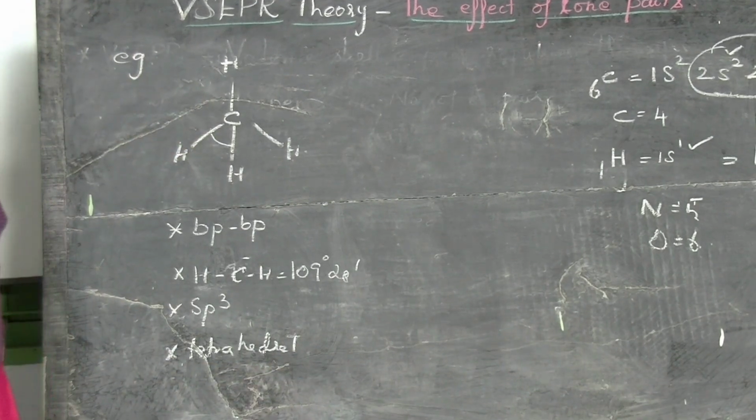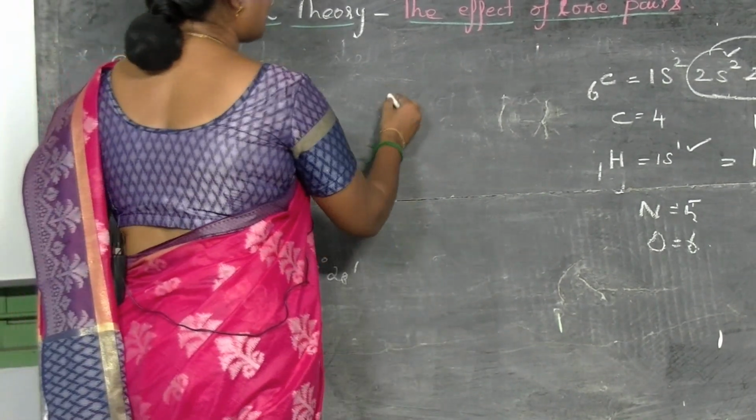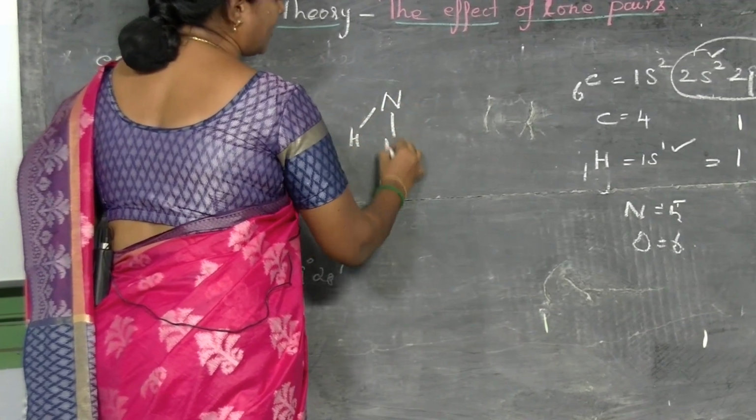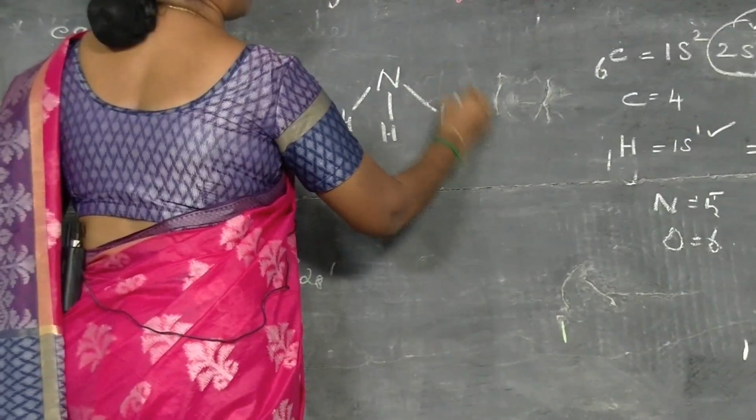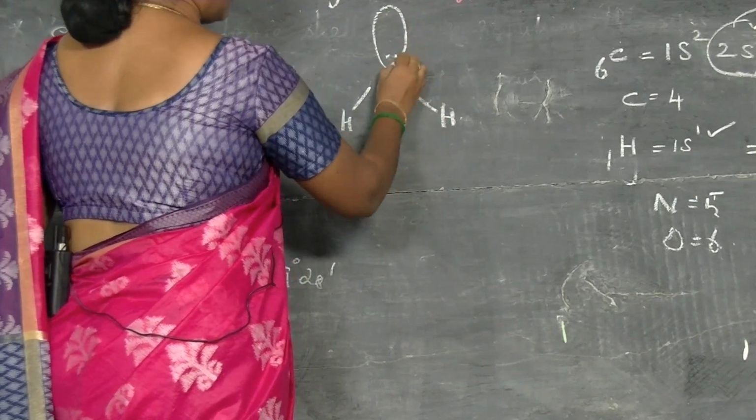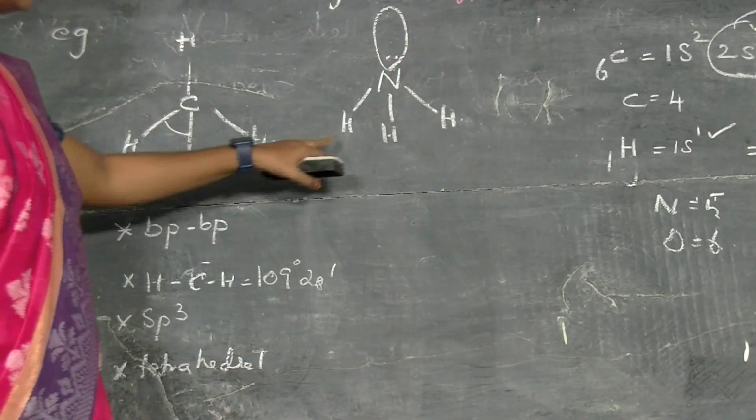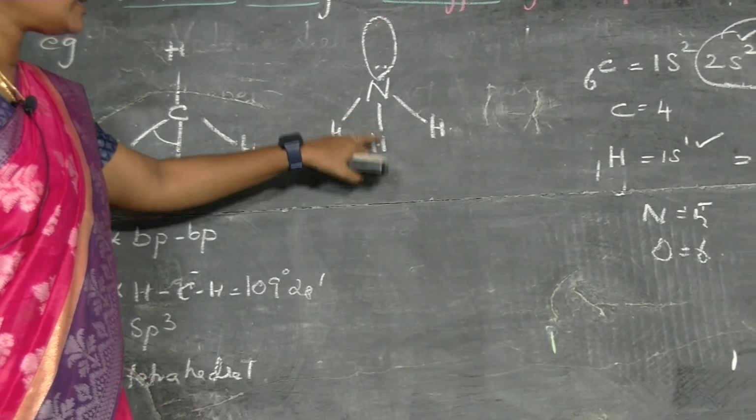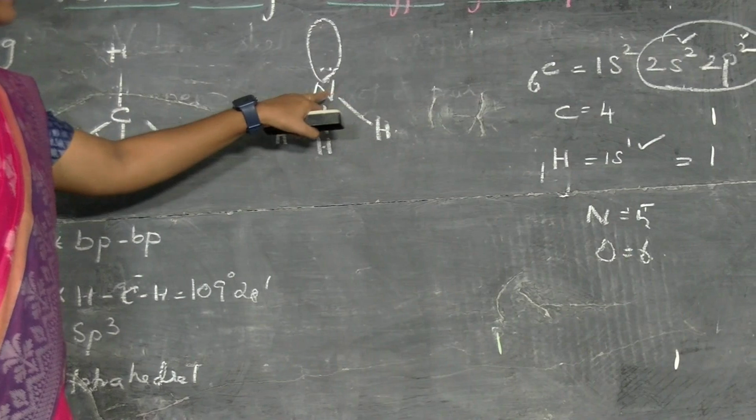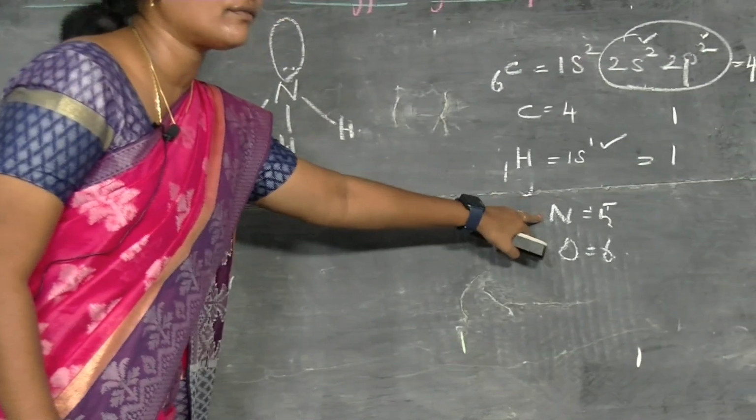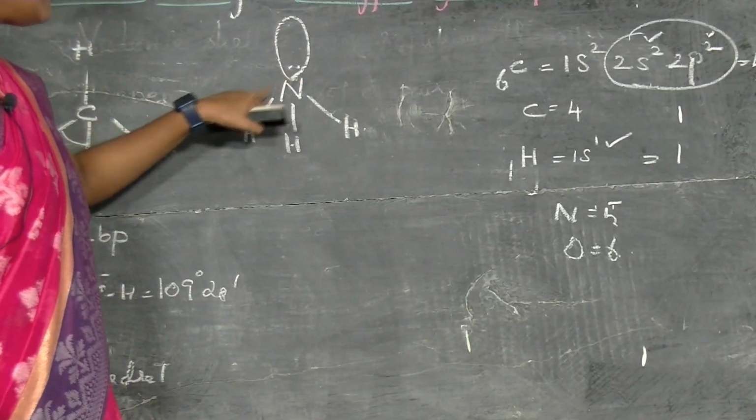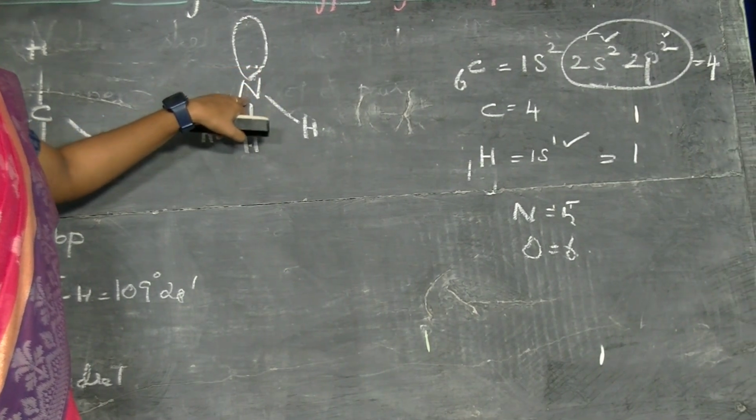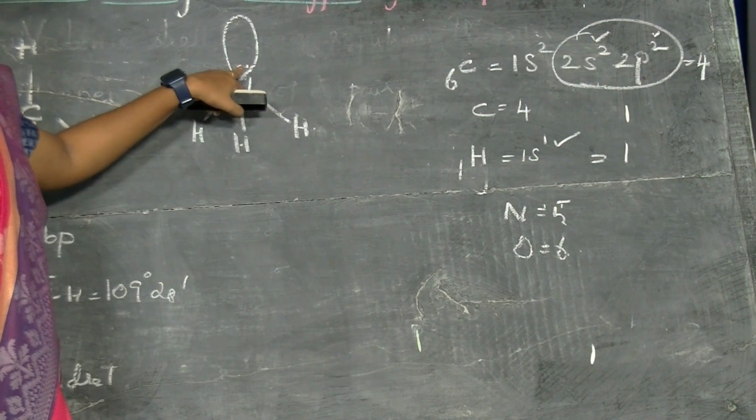Next, I am taking the example of ammonia, NH3. As we all know, hydrogen has the valency of 1. So it donates its 1 electron to this bond. Nitrogen has the valency of 5. It donates its 3 electrons to make the bond pairs, and the remaining 2 electrons are present on the nitrogen atom and act as the lone pair.